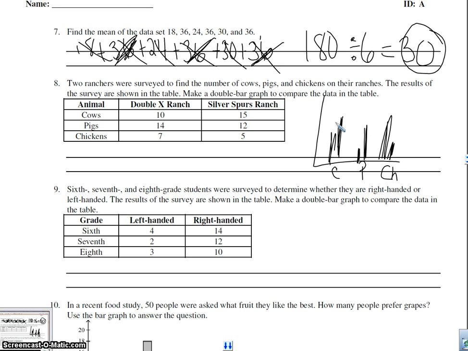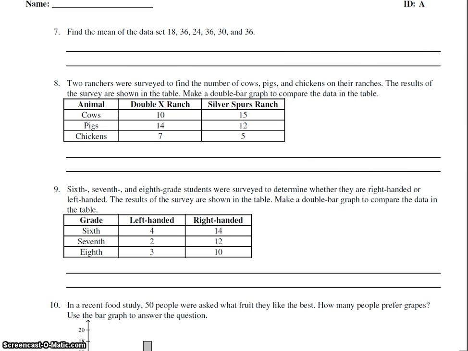And these bars stand for Double X Ranch and Silver Spurs Ranch. And you need to make sure you have a key. You need to make sure you label this axis, you label this axis, and you write a title. The answer is shown on your last page of your review, your study guide, and it has a bar graph already drawn for you. All right. Number 8 and number 9 are exactly the same problem. So let's go on to number 10.